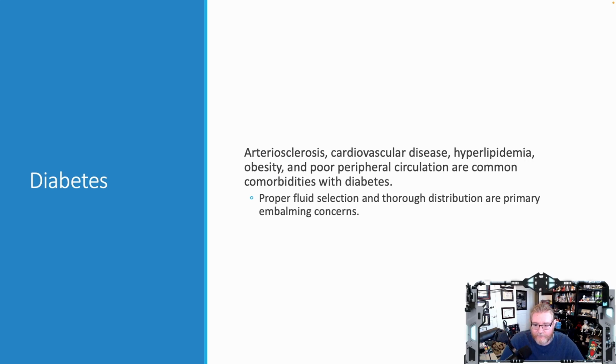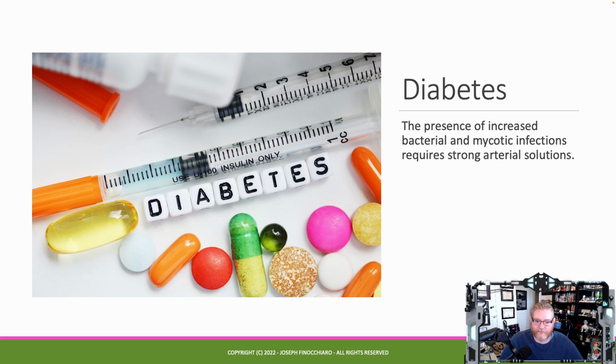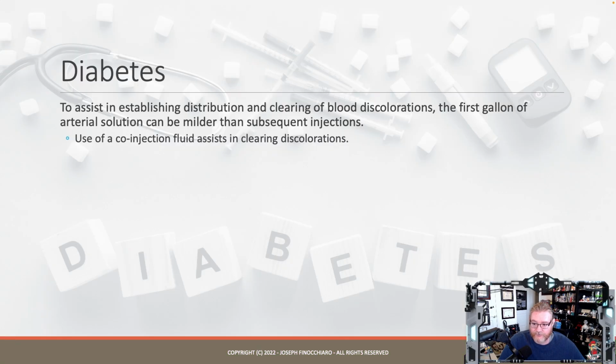Diabetes. Arteriosclerosis, cardiovascular disease, hyperlipidemia, obesity, and poor peripheral circulation are common comorbidities with diabetes. Proper fluid selection and thorough distribution are primary embalming concerns. The presence of increased bacterial and mycotic infections requires strong arterial solutions. To assist in establishing distribution and clearing of blood discolorations, the first gallon of arterial solution can be milder than subsequent injections. Use of a co-injection fluid assists in clearing discolorations.